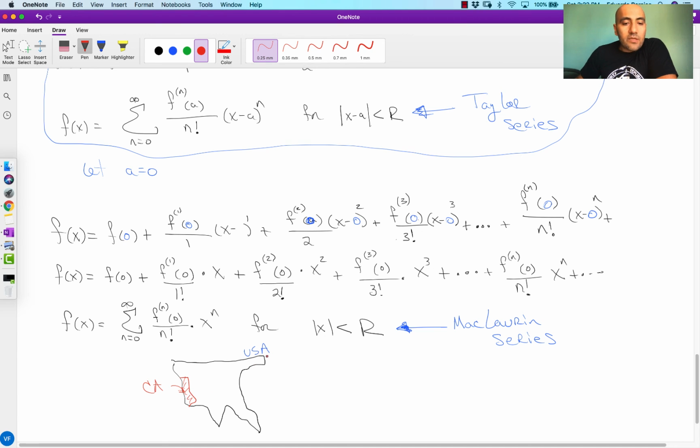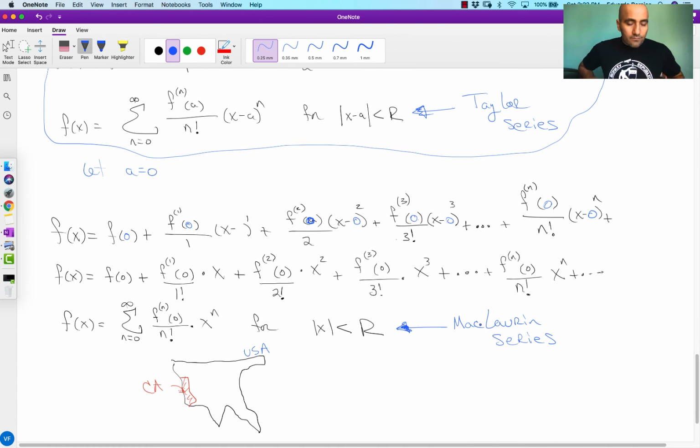California is a proper subset of the US, so every Californian is an American, but it's not true that every American is a Californian, right? Okay, so that's the same relationship we want to establish. The Taylor series is sort of the US here, and Maclaurins are a proper subset of it. Every single Maclaurin is a Taylor series, but it's not true that every Taylor series is a Maclaurin. Right? It's a proper subset.